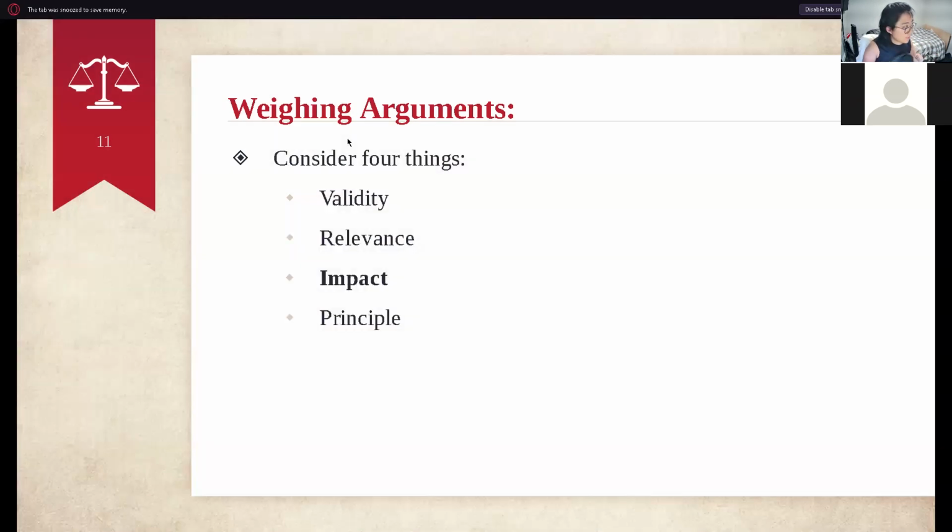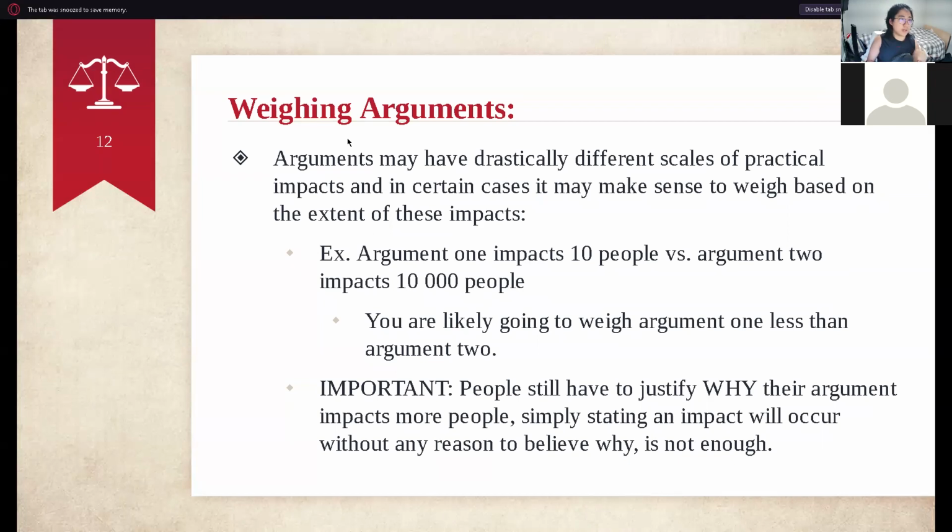The next is the idea of impacting. So this is the idea of importance, right? Arguments may have drastically different scales of practical impacts, and in certain specific cases, it makes sense to weigh based on the extent of these impacts. So for example, if argument 1 impacts 10 people versus argument 2 impacts 10,000 people, you're probably going to weigh argument 1 less than argument 2.